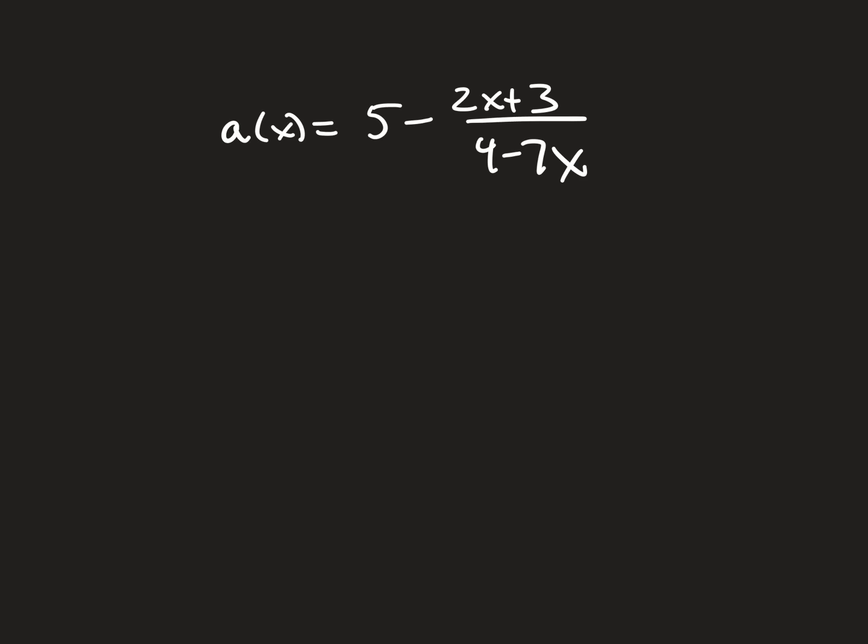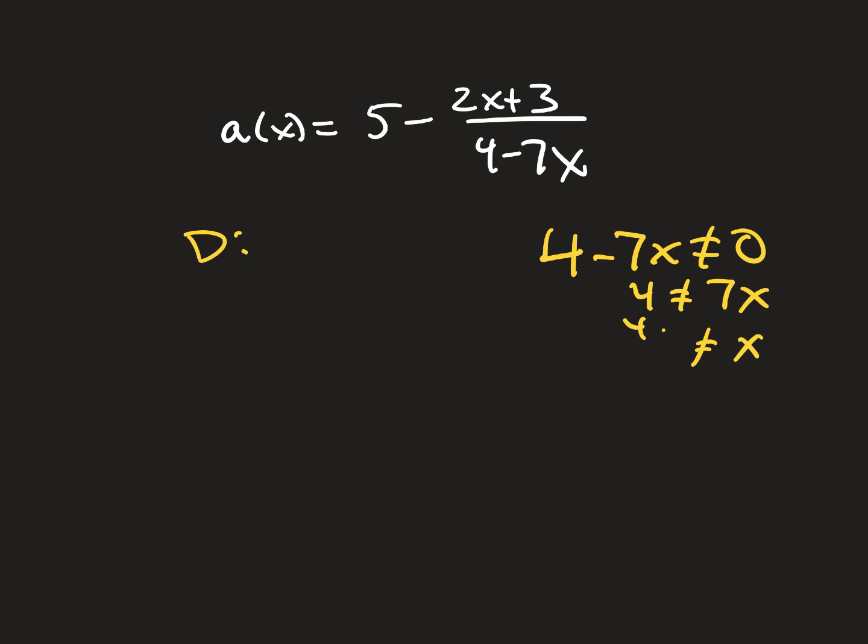So for the domain piece, I do have an x in the denominator. So when I think about the domain, the only thing I have to worry about is 4 minus 7x cannot be 0, or 4 can't be 7x. x cannot be 4 sevenths. So writing that in interval notation, I've got negative infinity to 4 sevenths, union 4 sevenths to infinity.